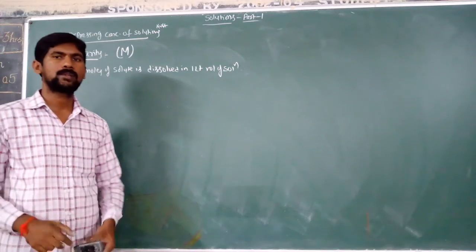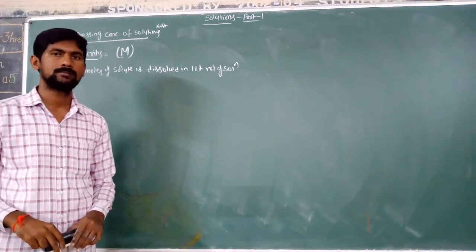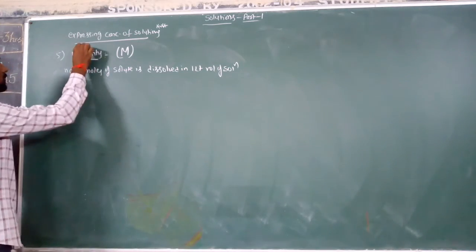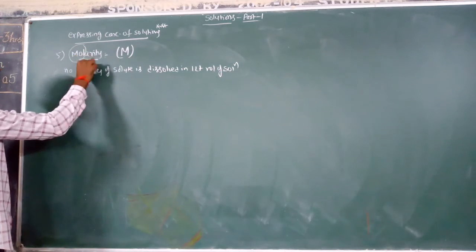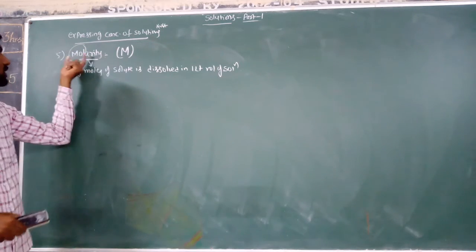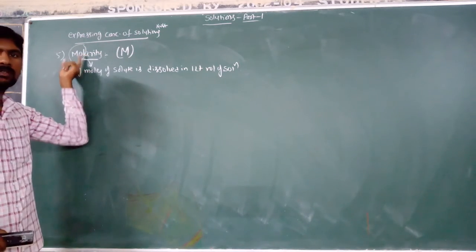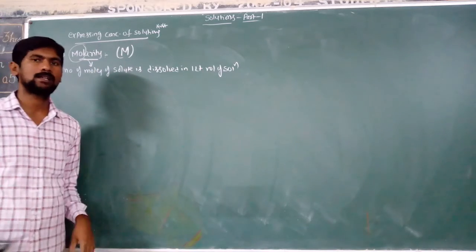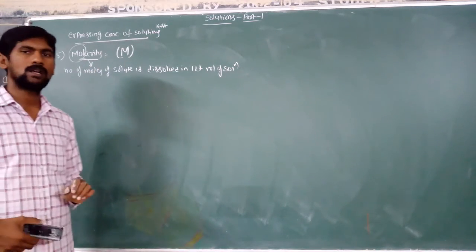Denoted by the symbol capital M. What is molarity? In the term molarity, the first three letters spell "mol", moles. So from that we can define the molarity term.